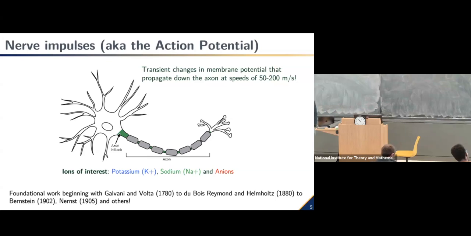The action potential, for those of you who may not know, is basically a transient change in the transmembrane potential of a neuron that propagates along the length of the axon. Conduction speeds have been measured right from the time of von Helmholtz, and they go anywhere from a meter per second to 200 meters per second. This is an ionic phenomenon. It involves sodium, potassium, and various anions, but primarily sodium and potassium.